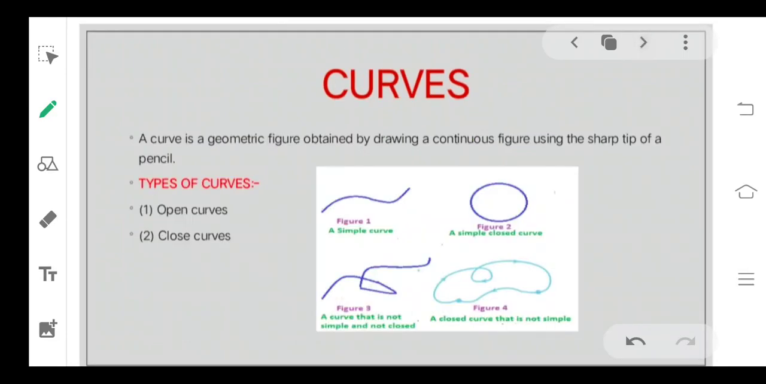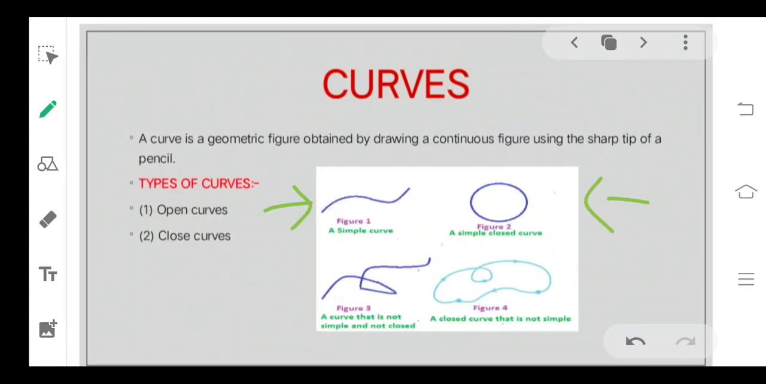Now, we are going to learn about curves. A curve is a geometric figure obtained by drawing a continuous figure using the sharp tip of a pencil. Students, you know that a curve may also be a straight line. You can see here in this figure there are two types of curves, open curves and closed curves. In this adjoining figure, you can see that figure 1 is a simple curve.